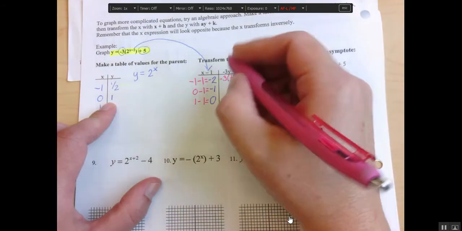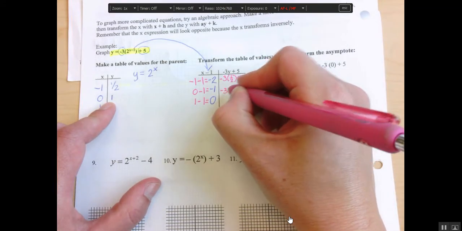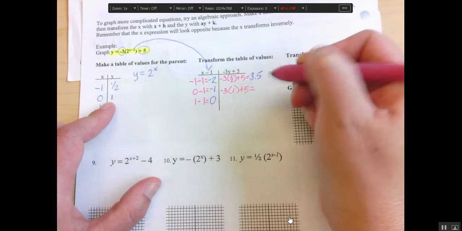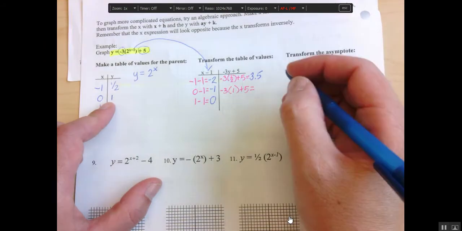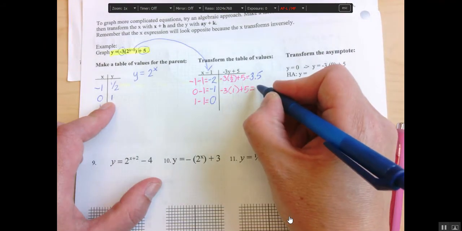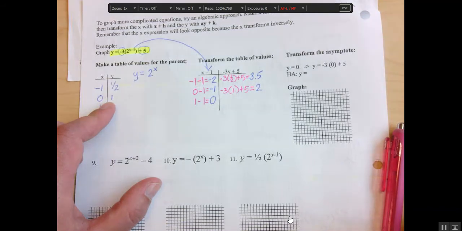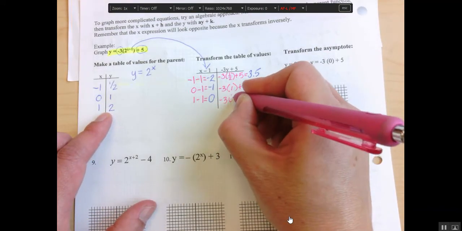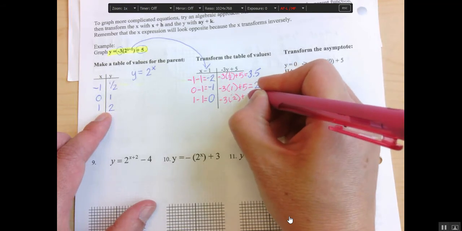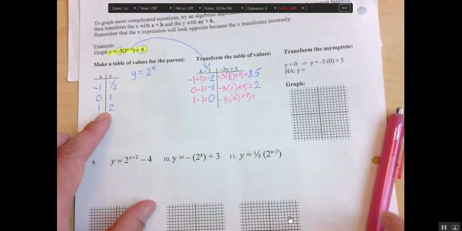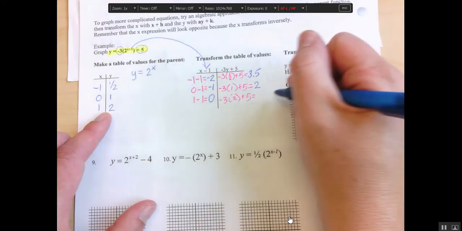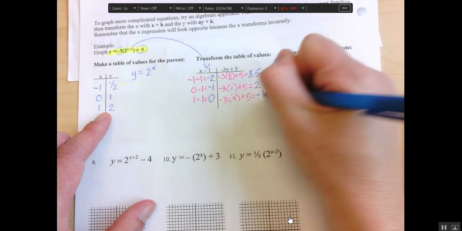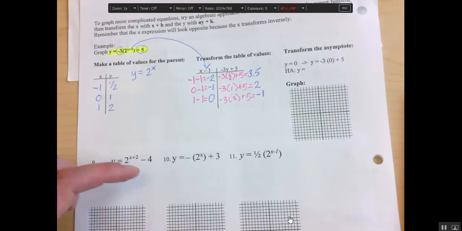All right. Negative 3 times 1 plus 5. That's a little easier. What does that give us? 2. And negative 3 times 2 plus 5 gives us what? Negative 1. All right, so these are the points that we're graphing.